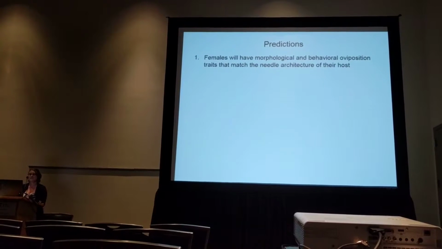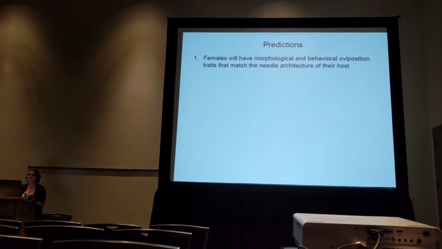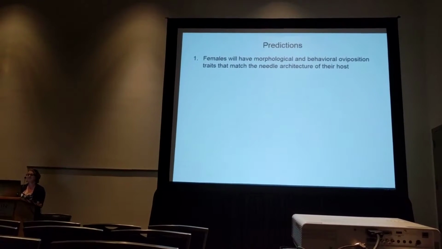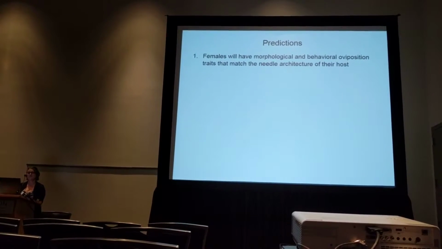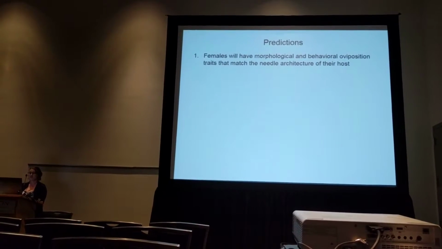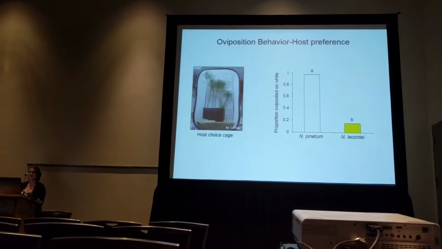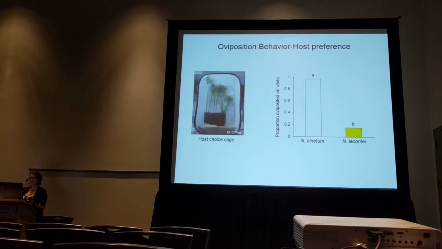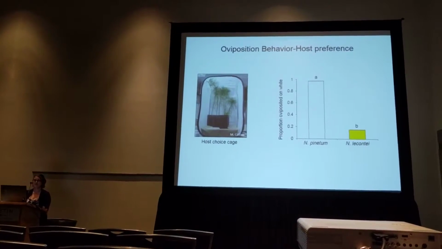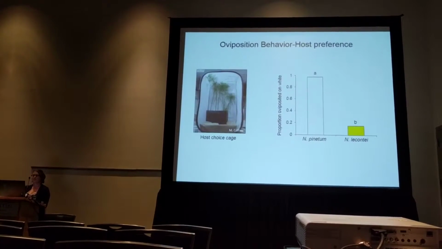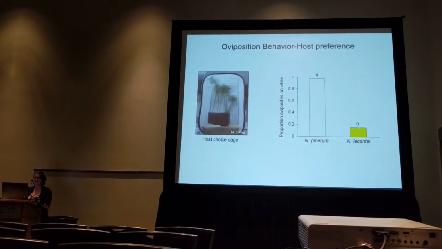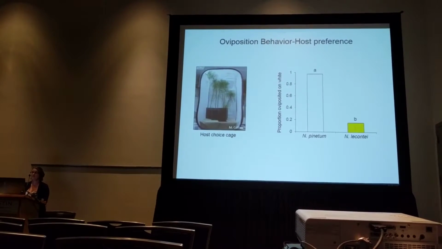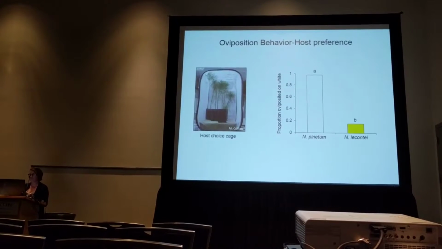So to test this hypothesis, we have a series of predictions. First, if oviposition traits are under divergent selection, females will have morphological and behavioral oviposition traits that match the needle architecture of their host. And to test this prediction, we placed a mated female into a choice cage with 2 white pine and 2 jack pine seedlings. The female was then allowed to oviposit. And we see that, as expected, pinetum prefers white pine and lecontei does not, and this is a very strong preference.